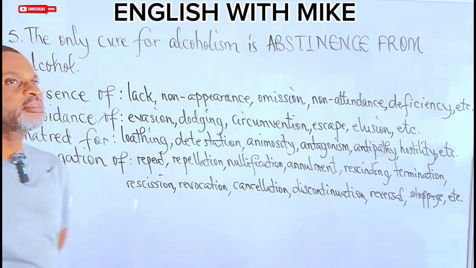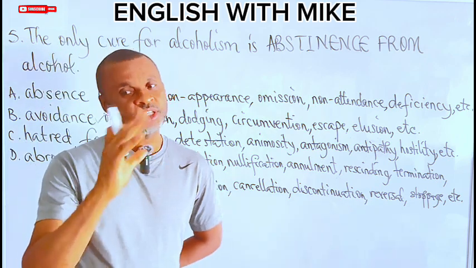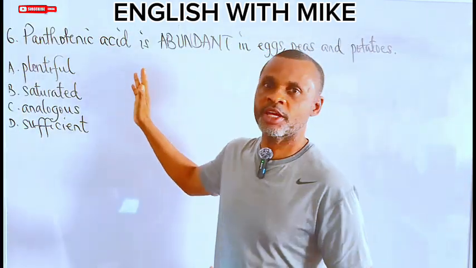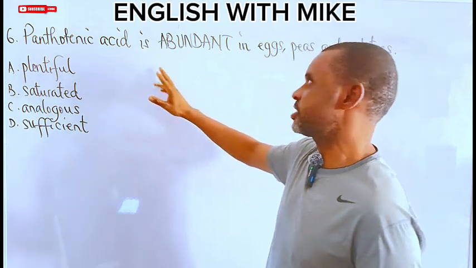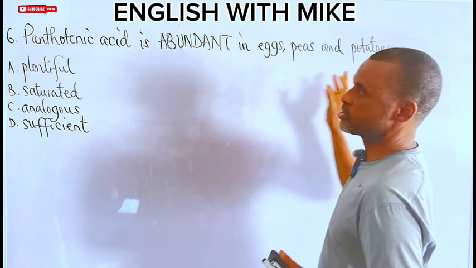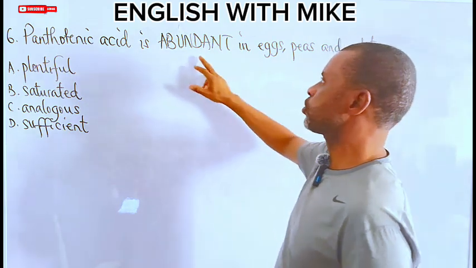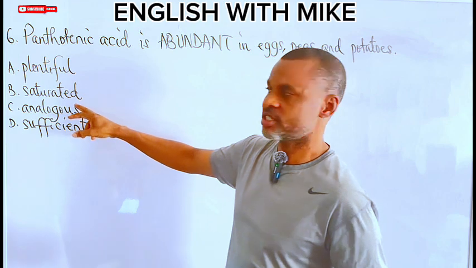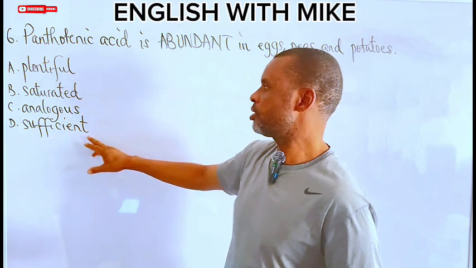Let's see what we have in question number 6. Please be a bit more careful here. Pantothenic acid is abundant in eggs, peas, and potatoes. Which one is synonymous with abundant? Plentiful, saturated, analogous, or sufficient?